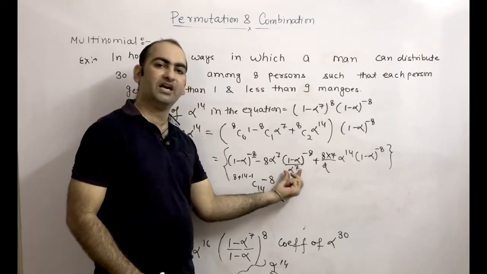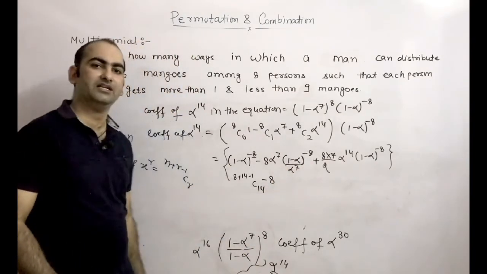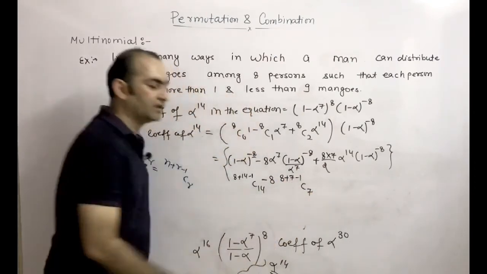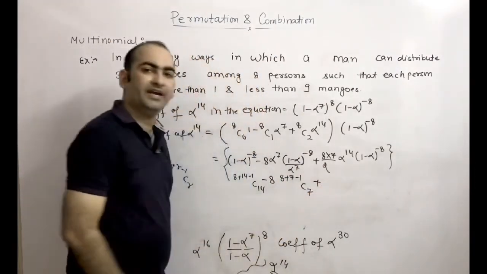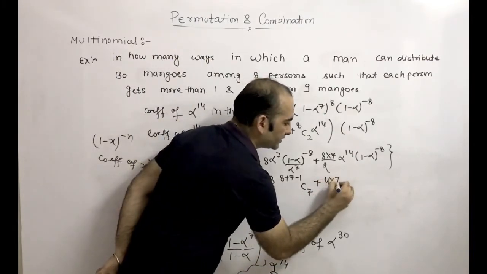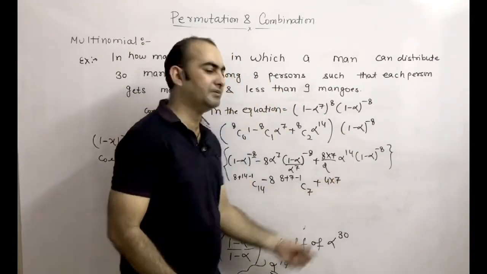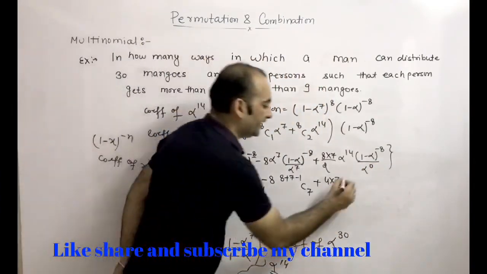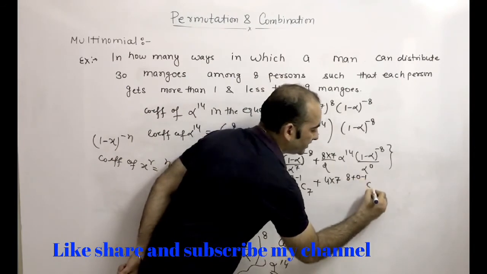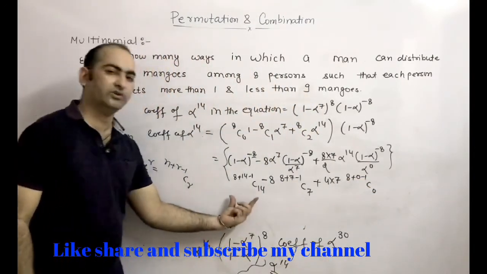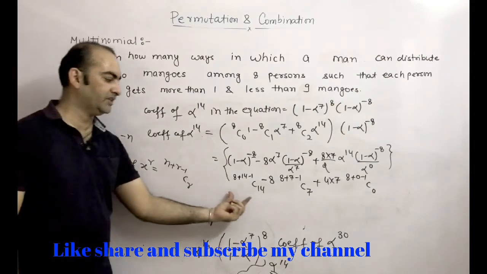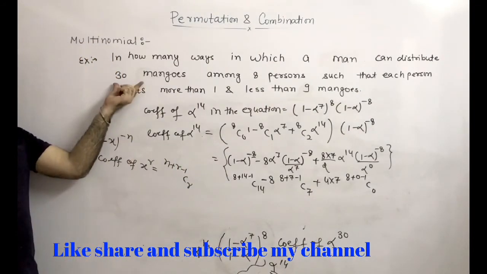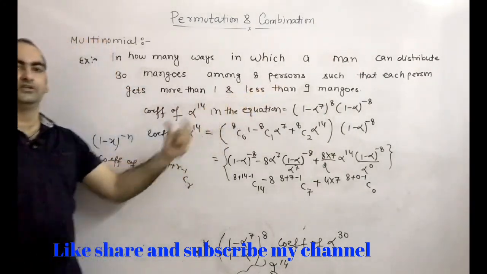So from this term we want alpha power 7. So r is 7 and n is 8. So what will come? 8 plus 7 minus 1 c7. Plus, okay, 8 by 2 is what? 4, into 7. Alpha power 14 is already there. That means from this term we want alpha power 0. So r is 0. So what will come? 8 plus 0 minus 1 c 0. Okay. So this is your coefficient of alpha power 14. If you simplify this one, we will get the coefficient of alpha power 14. That is your distribution of 30 mangoes among 8 persons in this condition. So that is your answer.